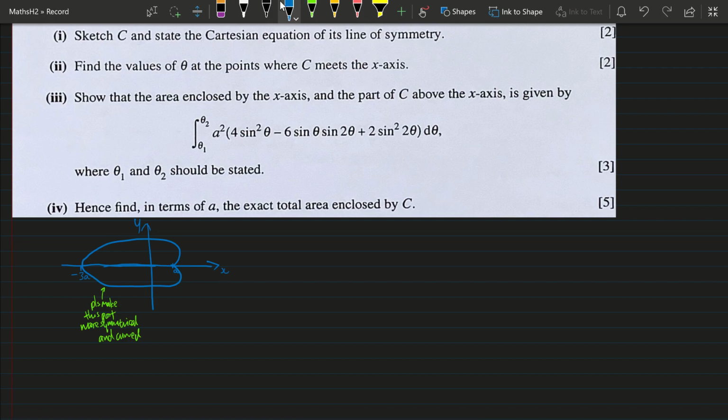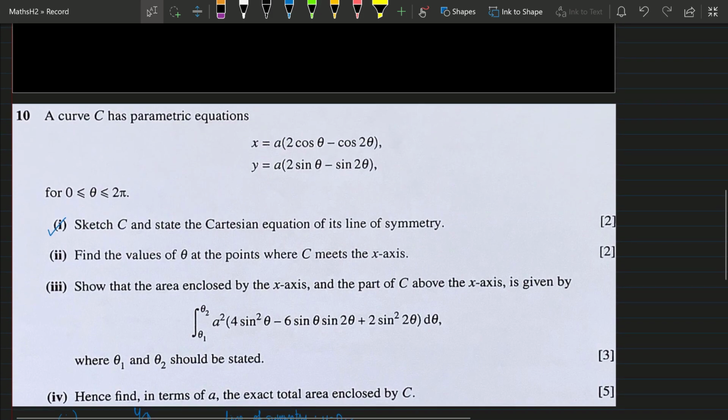So this is here. And then you're going to state the line of symmetry. So the line of symmetry here is, of course, the x-axis. Y equals 0. So that gave us 2 marks already. Not too difficult. Then part 2 requires us to do some solving. Whenever you have something that meets the x-axis, when C meets the x-axis, the y coordinate is 0.